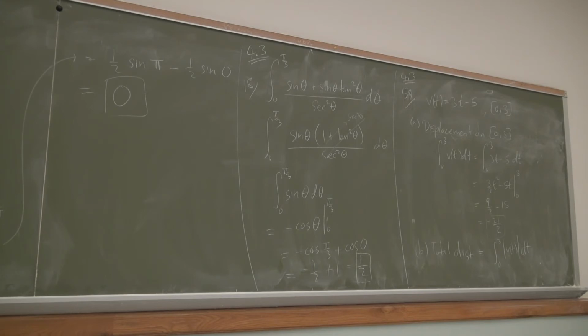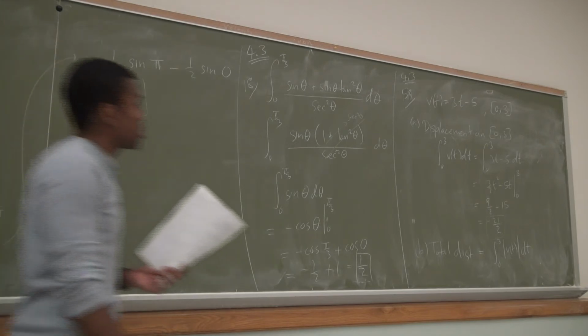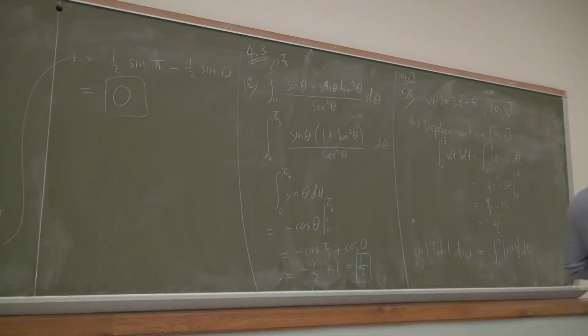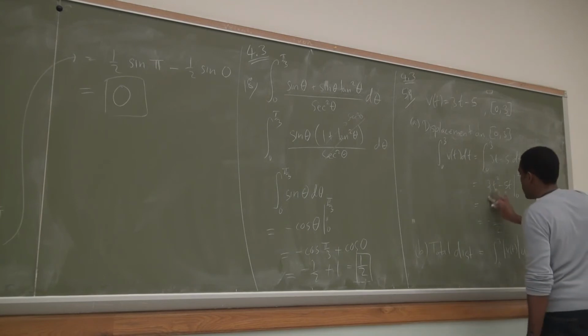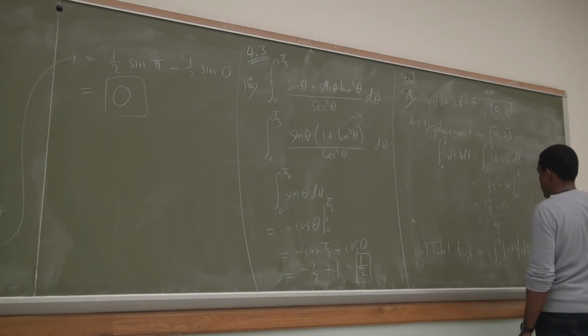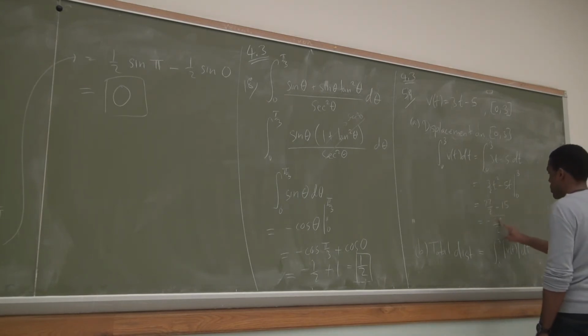Professor, you made a mistake on A. What? You made a mistake on A. Let's say, what do we get? 3 squared is 9. 9 times 3 is 27 over 2. Okay, so what is this? Minus 3 over 2.